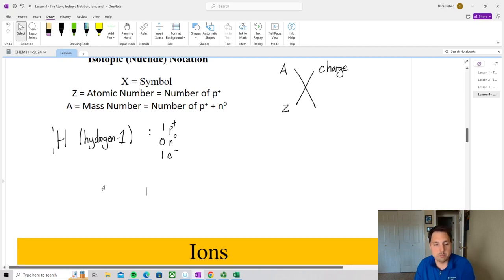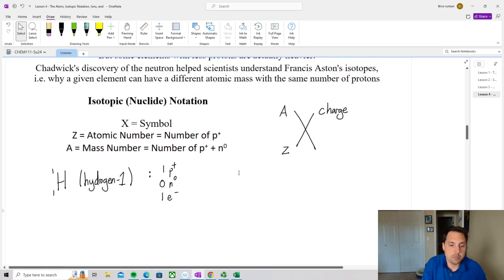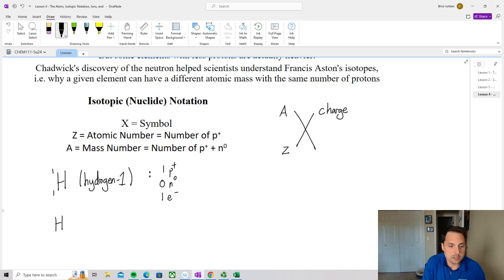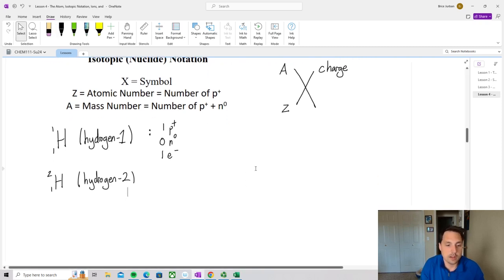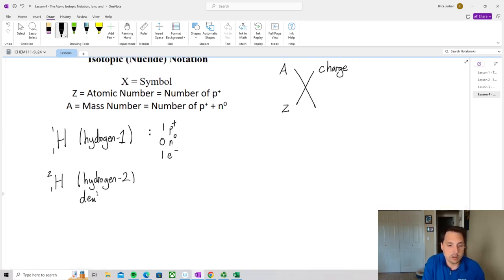Now, the next simplest nuclide would be hydrogen-2. So hydrogen-2 would have 1 proton and 1 neutron. And hydrogen-2 is given a unique name. It's one of very few nuclides that has its own name. It's known as deuterium, or heavy hydrogen. And it's given the symbol D, so you'll see that as well. It's the same: 1 proton, 1 neutron, and 1 electron.